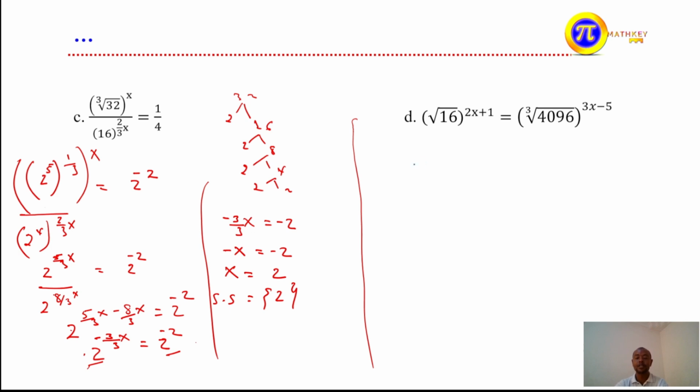Similarly, when you come to this one, 16 to the power of 2x plus 1 is equal to the cube root of 4096 to the power of 3x minus 5. The same, we'll try to make them have the same base.